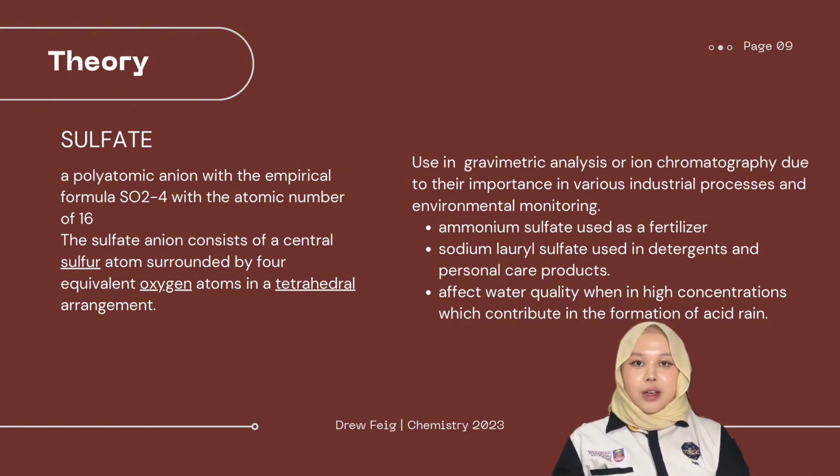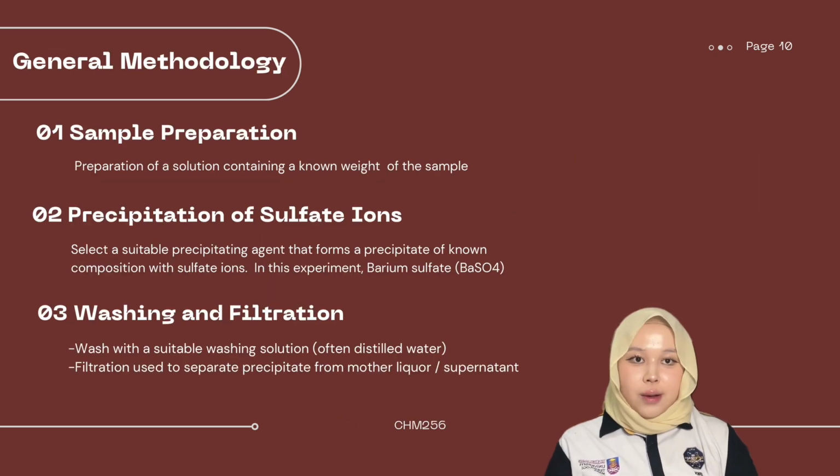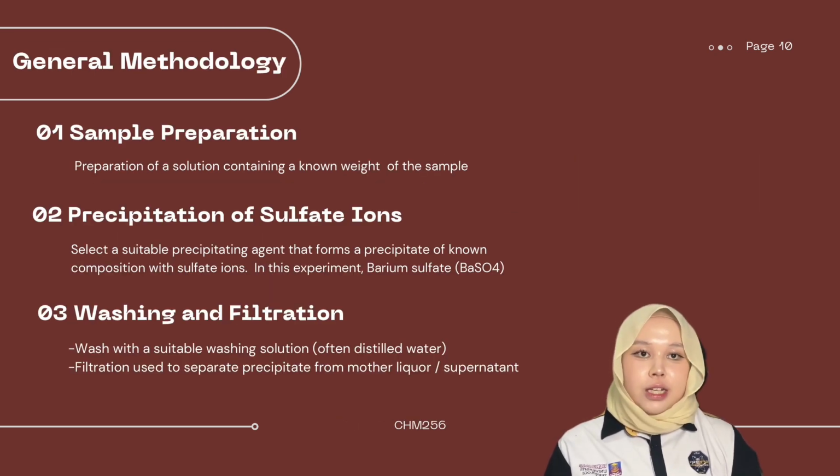First of all, ammonium sulfate is used as a fertilizer. Secondly, sodium lauryl sulfate is used in detergents and personal care products. And lastly, it affects water quality when high in concentration, contributing to the formation of acid rain, which is very dangerous. And now I will focus on the general methodology of sulfate.